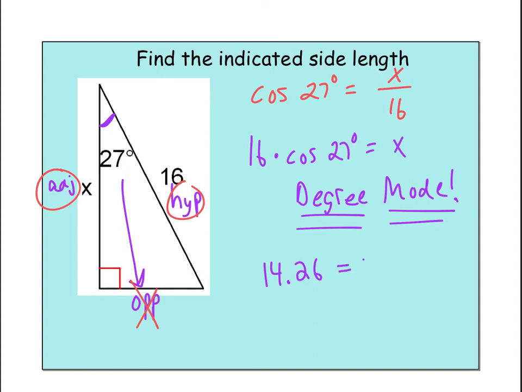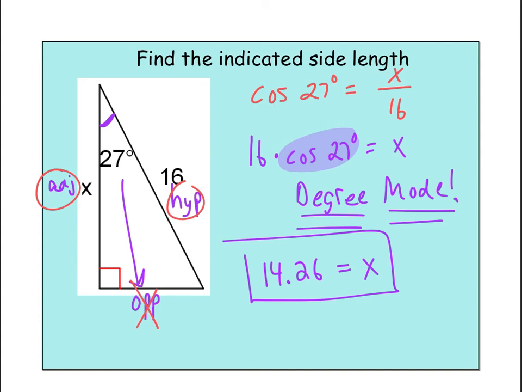14.26 for x. Some calculators might require you to do the cosine of 27 first. You might have to press 27 and then the cosine button. It'll give you some decimal and then you times it by 16 after. But the graphing calculators will let you type it in just like that in one strand.